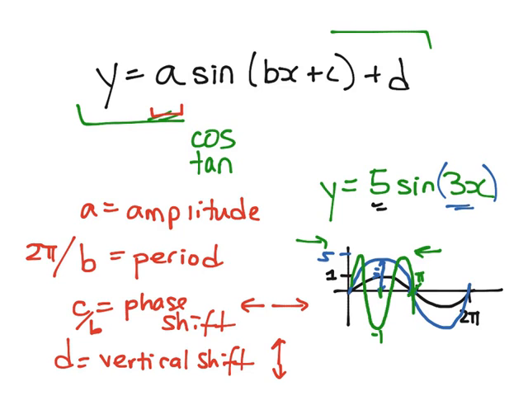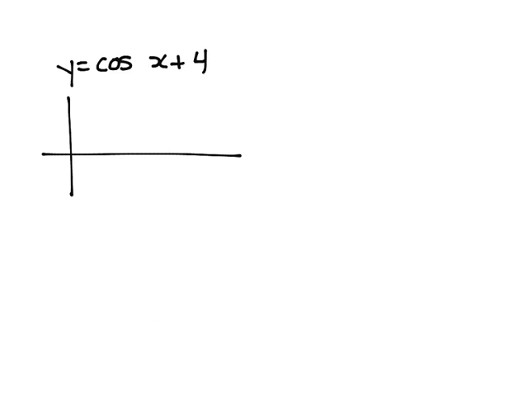And our new period is equal to 2 pi over b, or 2 pi over 3, which is smaller than our old period by a factor of 1/3. Let's look at some vertical shifting.